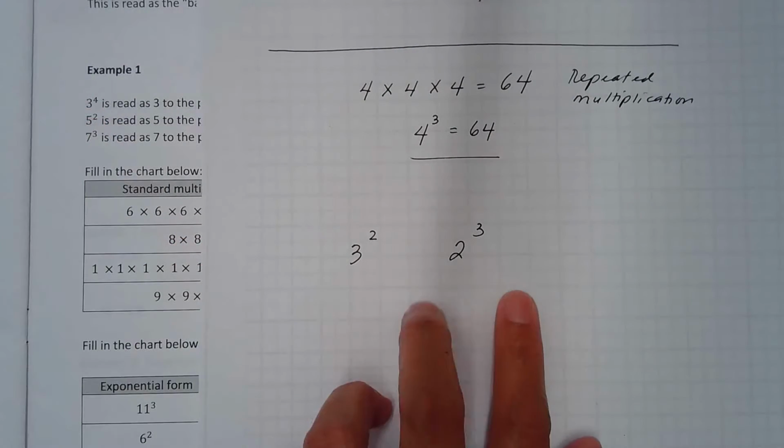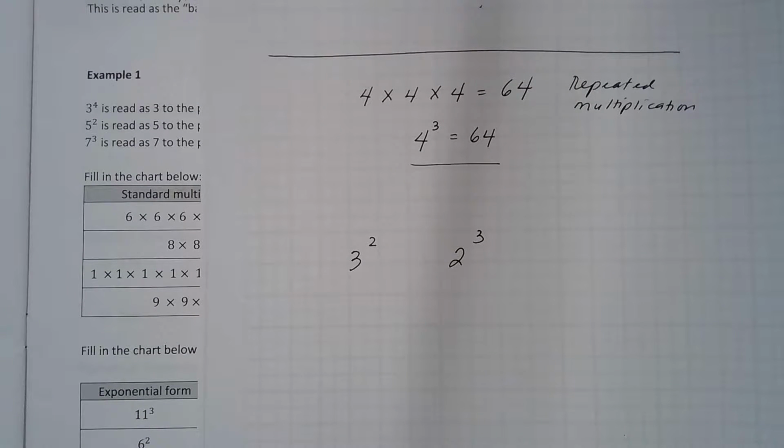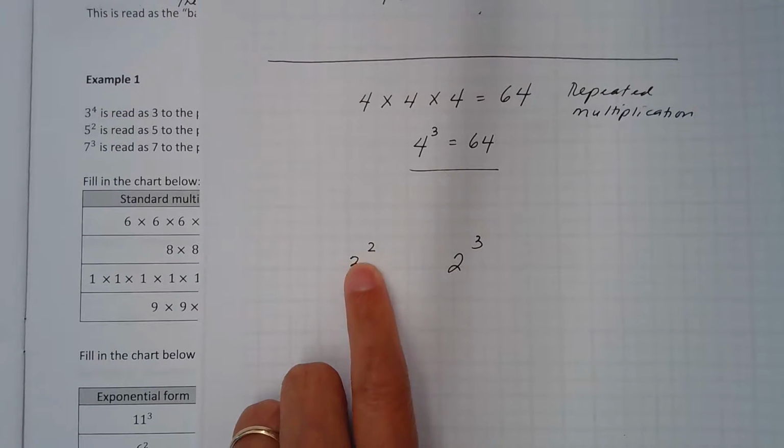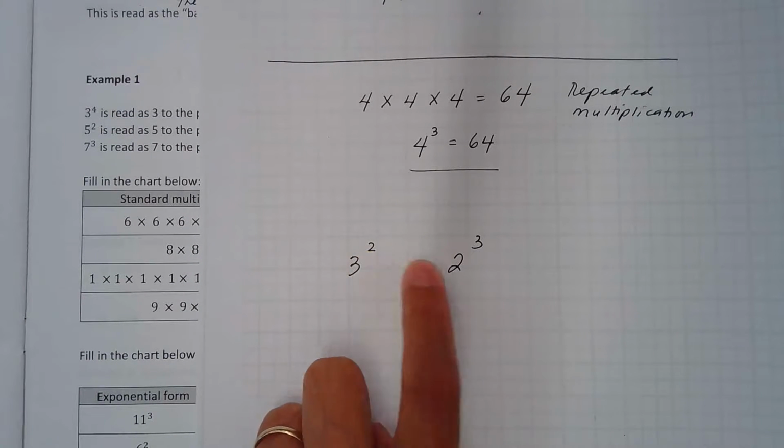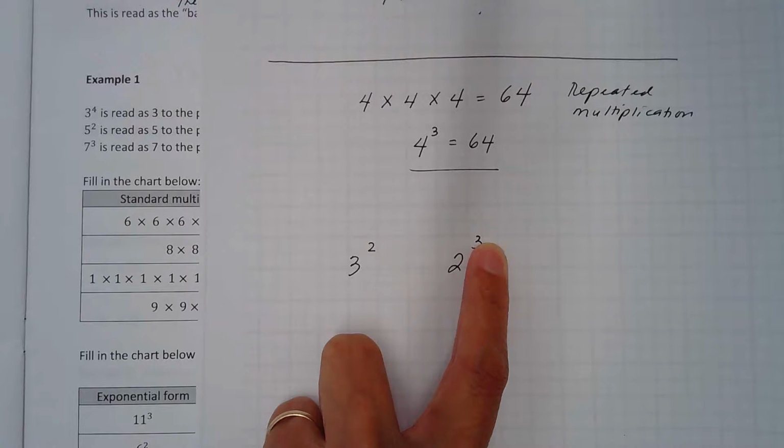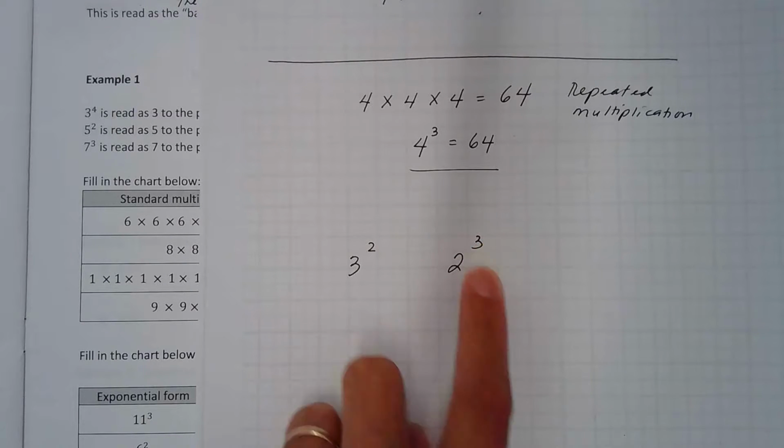Are these the same thing? Can I mix them up? Can I mix these two up? 3 squared, 2 cubed. No, they're different, okay?